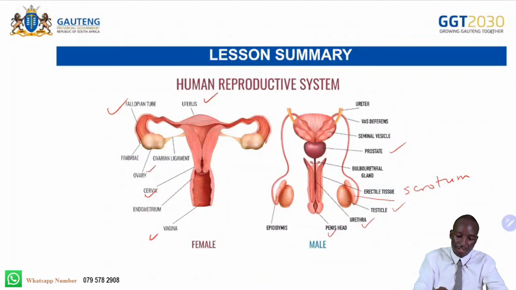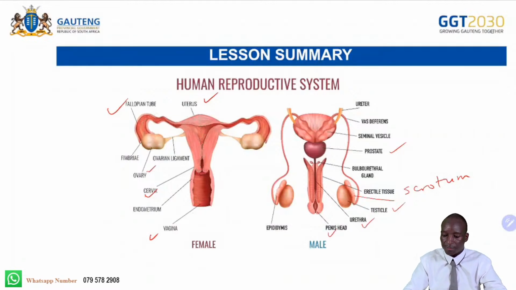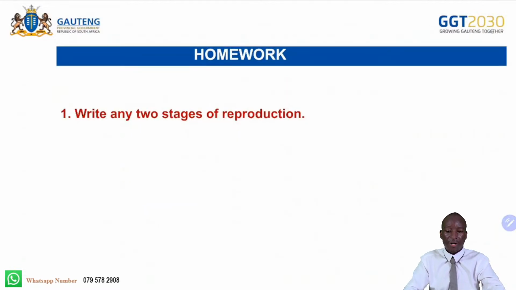The cervix is the opening which connects the uterus to the vagina. The uterus is where the baby grows during pregnancy. The fallopian tubes are the ones which transport the egg cells, the eggs, and take them to the uterus. So that's the summary.